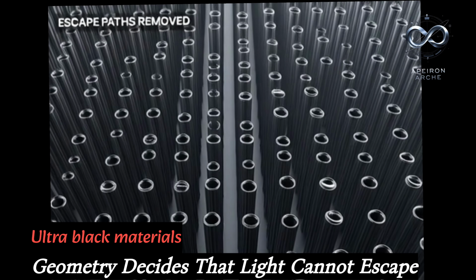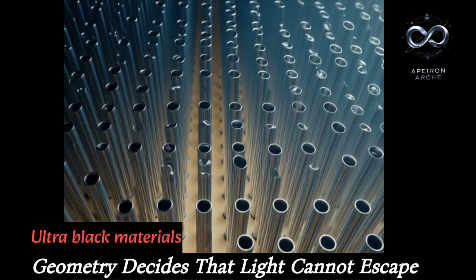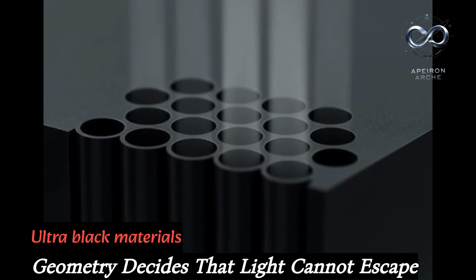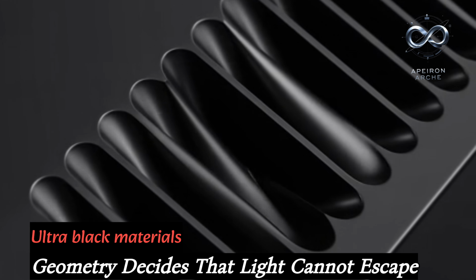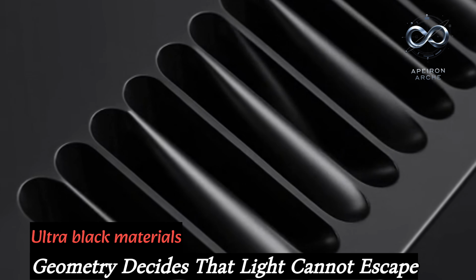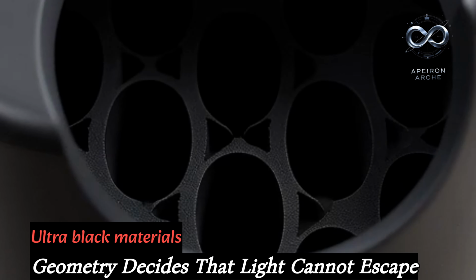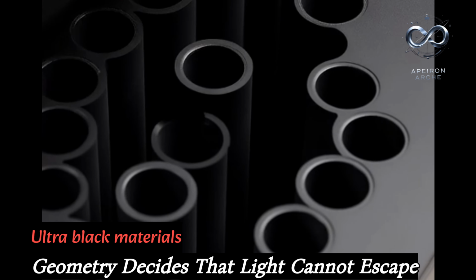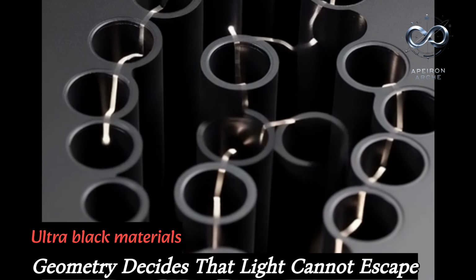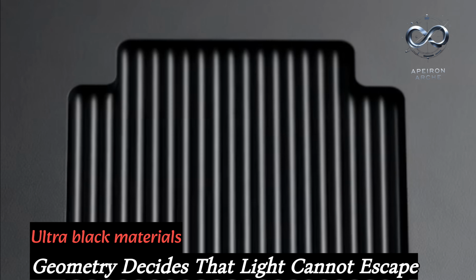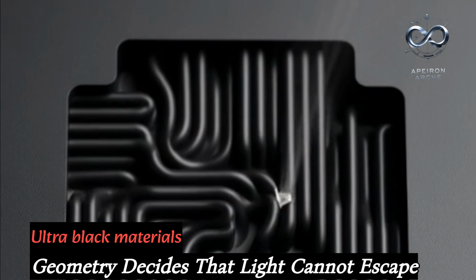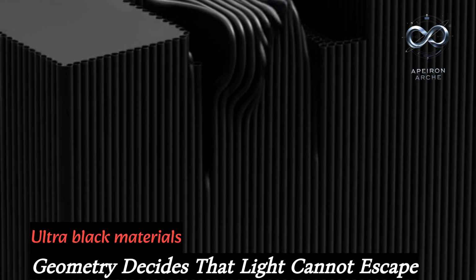These materials are used in telescope baffles, infrared detectors, and calibration targets, not to hide light, but to eliminate measurement error. If you damage the structure, reflectivity rises immediately. Fill the cavities and absorption collapses. Ultra-black behavior exists only while geometry denies exit. Photons enter, escape paths disappear. Energy resolves as absorption. Darkness is not applied here, it is enforced. So, when geometry dominates, freedom disappears.